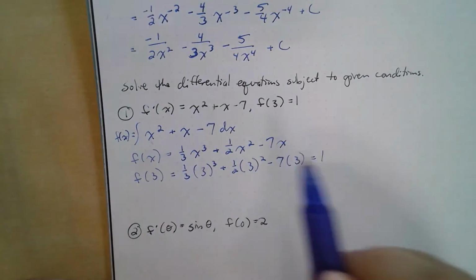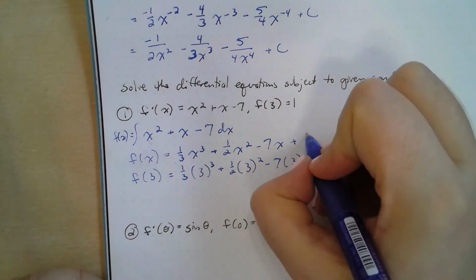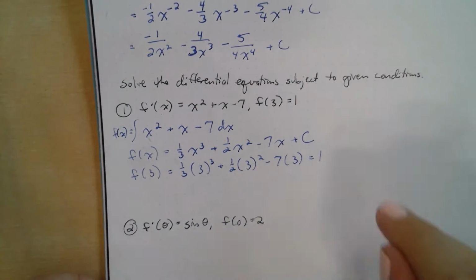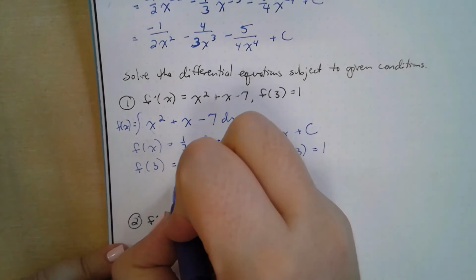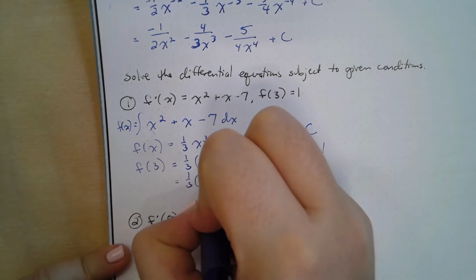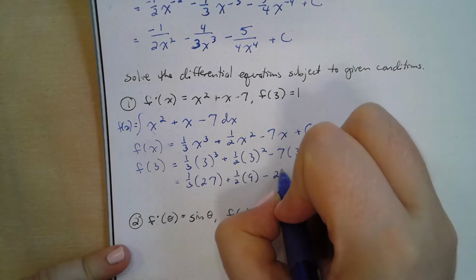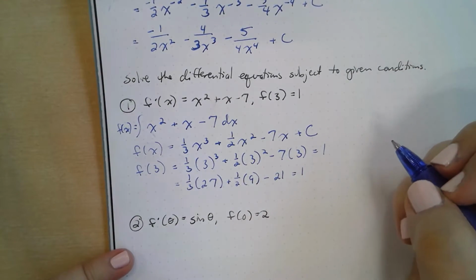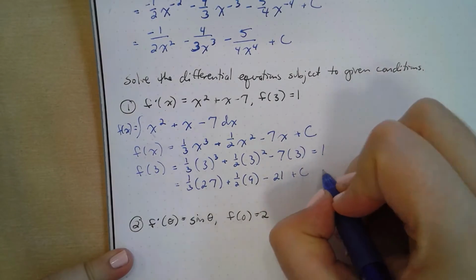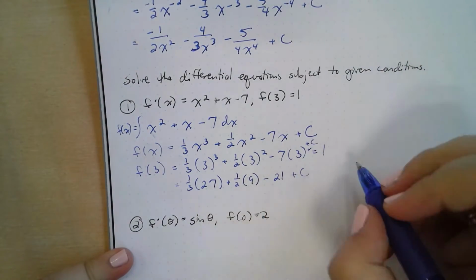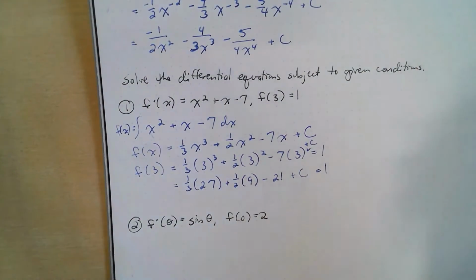Because actually, I've made a mistake here, and what is that mistake that I made? I forgot to put this plus c right here. That is absolutely essential. You have to have that plus c. That's what we're trying to find now. So this is going to be 1/3 times 27 plus 1/2 times 9 minus 21, plus c, equals 1. We're solving for c. I need to have that c there.